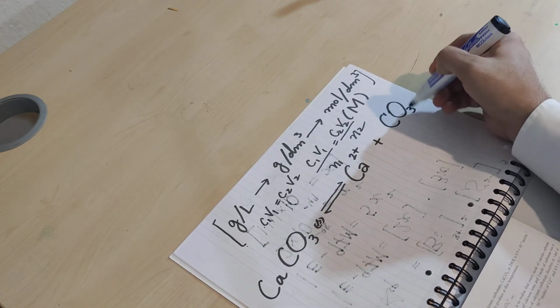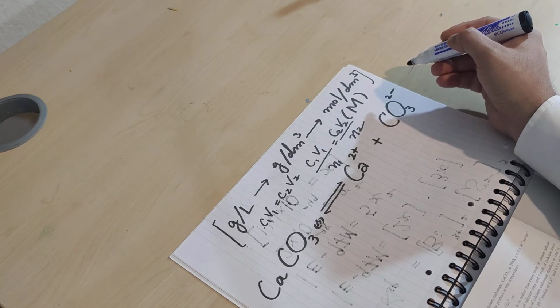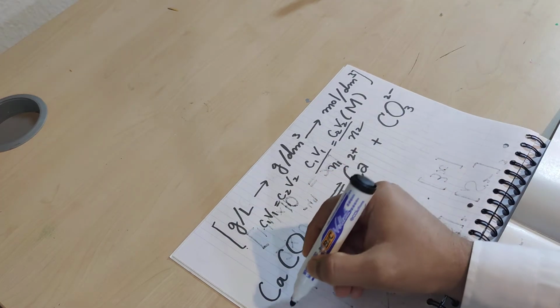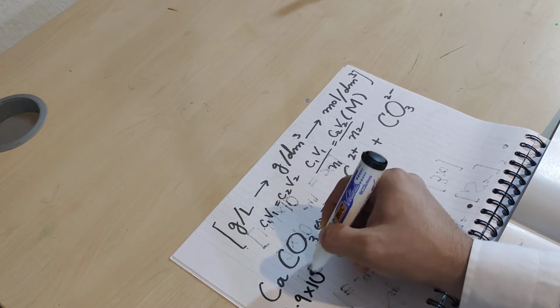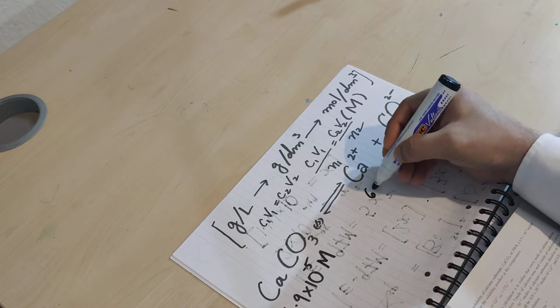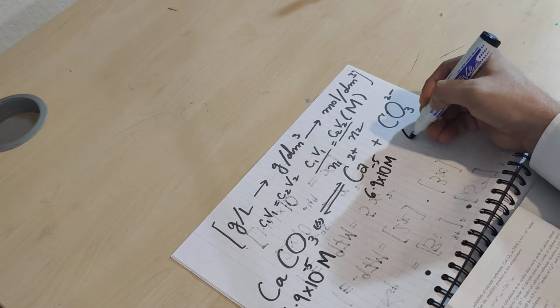Both are bivalent, so the ionic dissociation is equimolar. So if the molarity is 6.9 times 10 to the minus 5 mole per dm cubed, then this would be the same. It would be the same here as well, and same here.